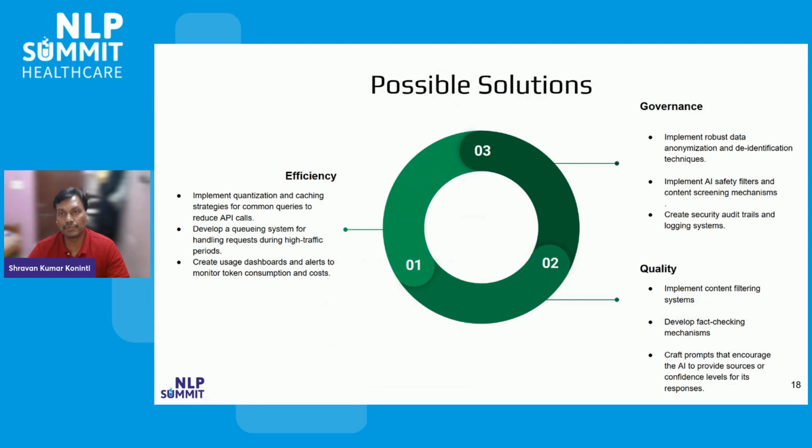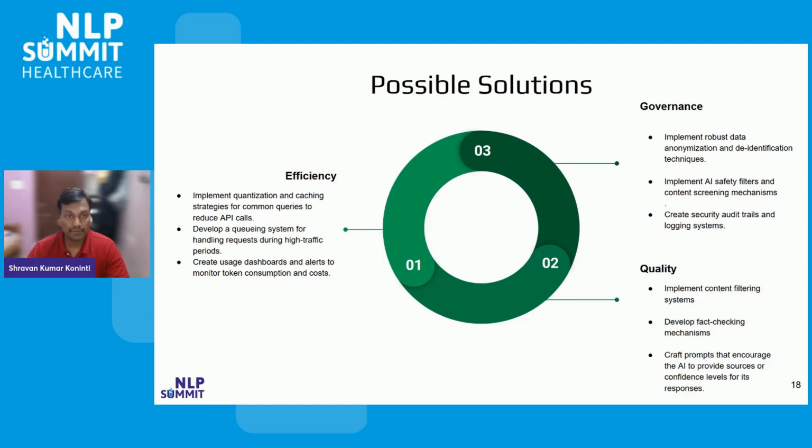Now, what are the possible solutions to address all these things? When it comes to the quality side, we can have our own content filtering systems, and also fact-checking mechanisms, systems that check the factuality of the data. You can also have prompts that encourage the AI to provide sources or confidence levels for its responses. From the governance side, if the data is confidential, you can use anonymization and de-identification techniques, and have certain governance rules over there.